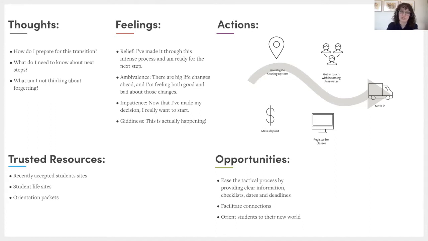So again, I mentioned that sort of connection between students becomes really important in this phase. So a big trusted resource is any recently accepted student sites, as well as student life sites and orientation packets, as they're just trying to imagine and understand what their life is going to be like during this transition once they become a current student. So your opportunity here, again, I mentioned there's a lot of tactical information that needs to be communicated here. You can really ease that process by providing clear, actionable information, checklists, really clear dates and deadlines. You can also facilitate those connections with something like an admitted student site and really orient students to their new world. Give them a sense of what it's going to be like and how they can best prepare.